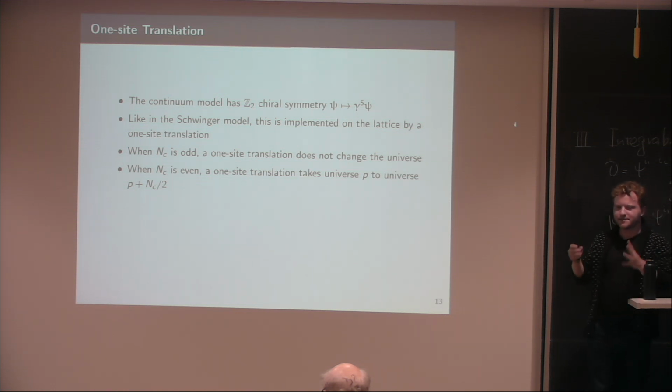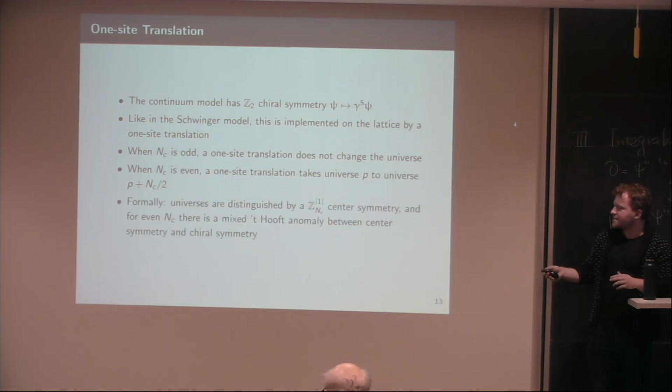So what is this telling us physically? We have this one-site translation. It's related to chiral symmetry. In some cases, it changes the universes. In some cases, it doesn't. The fancier way of saying this is that these universes are distinguished by a Z_{N_C} one-form center symmetry. So this is a symmetry which tells us which universe we're in.